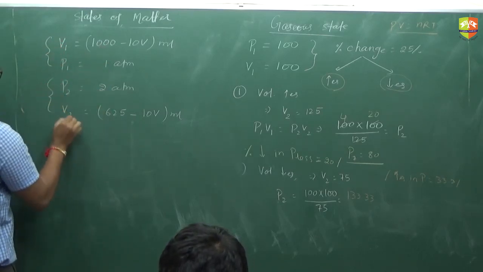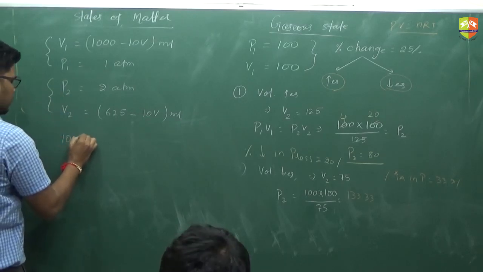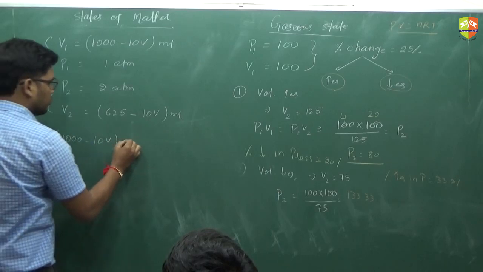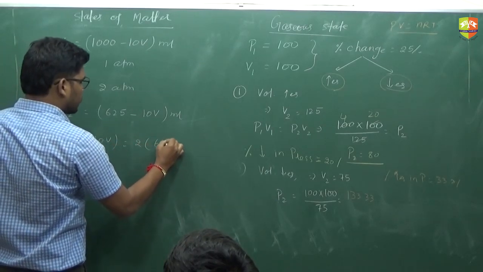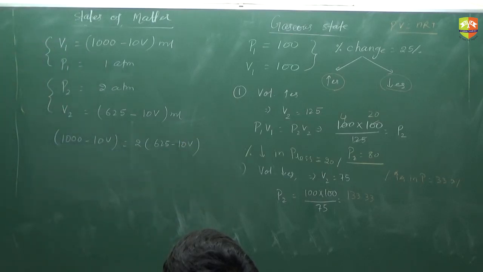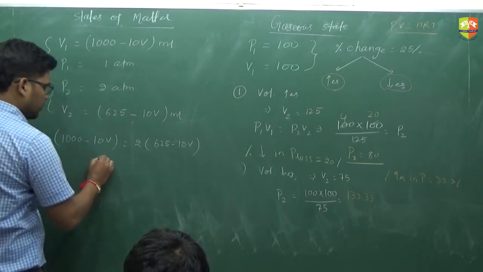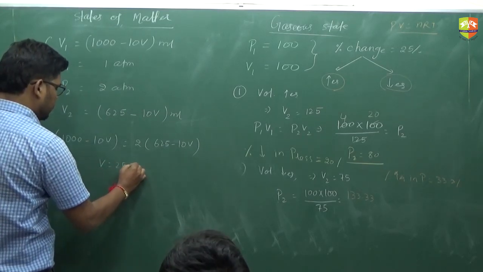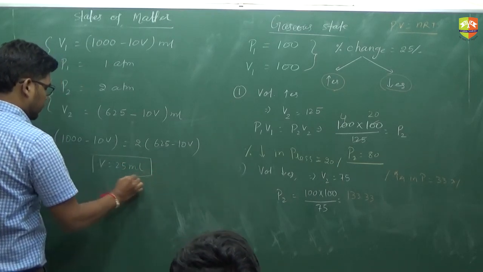Now you can apply P1V1 equals P2V2. 1 times (1000 minus 10 V) equals 2 times (625 minus 10 V). Solve this, you get the volume of each marble. We are just calculating first the volume which is available for the gaseous molecules, and to that volume we are applying the gas law. Understood? What is the value of V here? 25 ml. Volume of each marble.